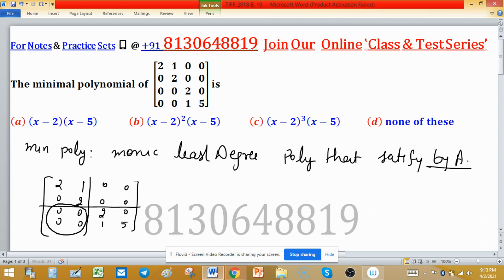This is a 0 matrix, and above this matrix again a 0 matrix. So these are square matrices, having a 0 matrix either above or below. So these are block matrices.